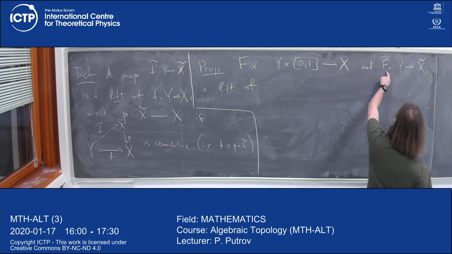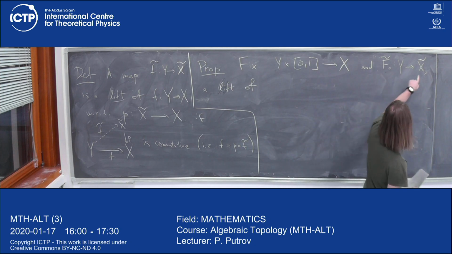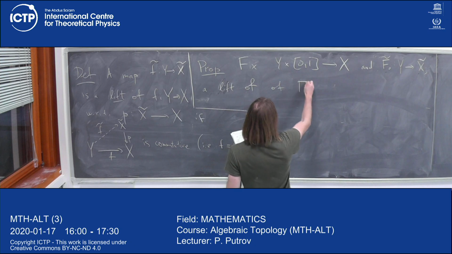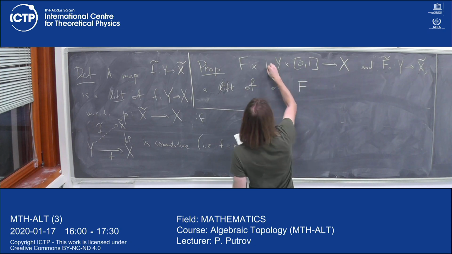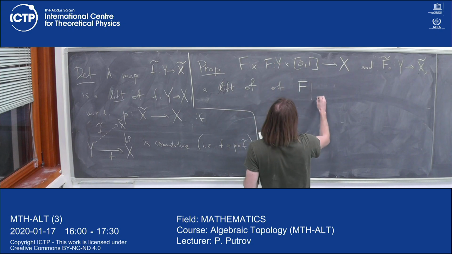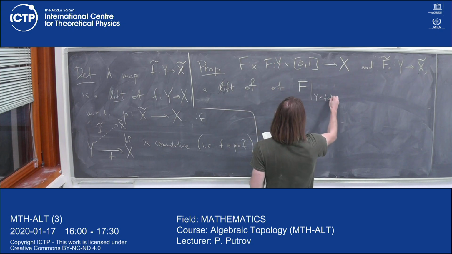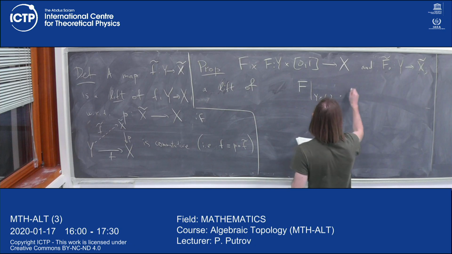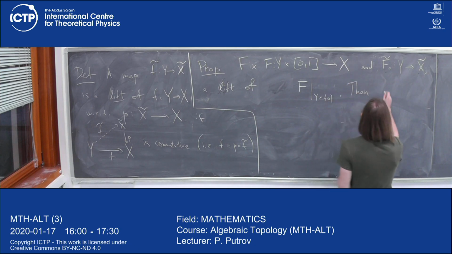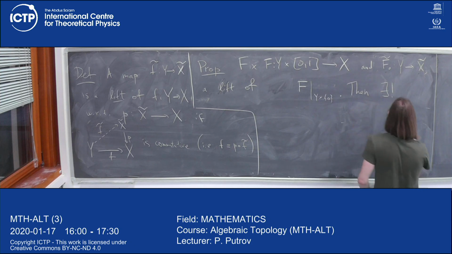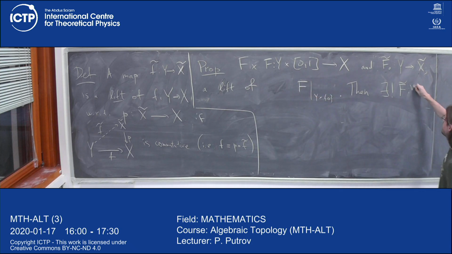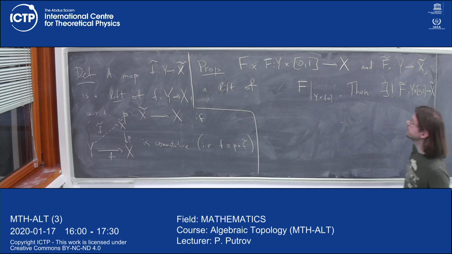So let me fix f0 tilde, just a map from Y to the cover of X, which will be a lift of the restriction. This will be my f, restriction of f to Y times 0. Then there exists a unique lift f tilde of f, namely this is the map from Y times interval to the cover of X.